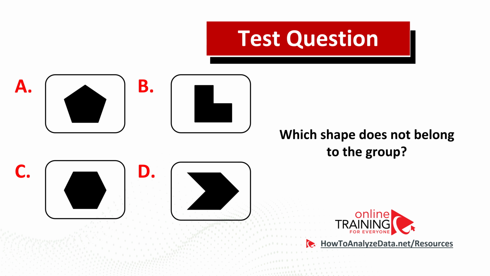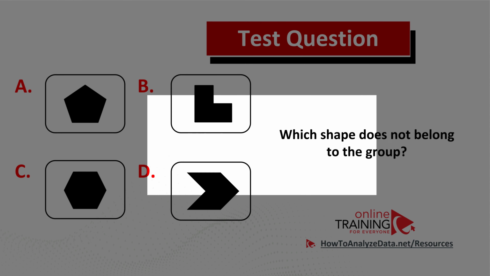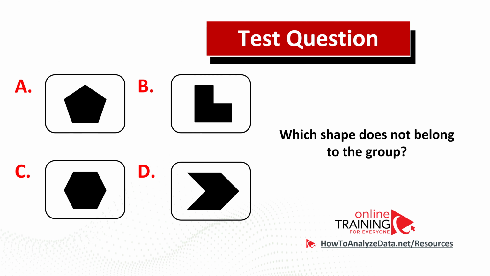This question is quite tricky, but I would like to show you the solution so we can solve this interesting and tricky question together. Which shape does not belong to the group? And you have 4 choices of shapes. Do you think you know the answer? Now might be a good time to pause this video to see if you can come up with the answer on your own.